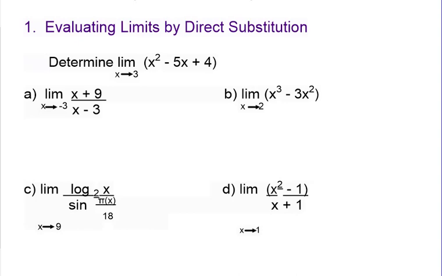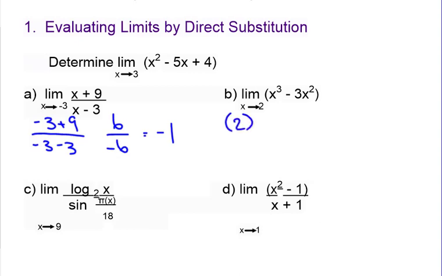When we're talking about direct substitution, for the limit as x approaches -3, we're just going to plug -3 in for our x. So -3 plus 9 all over -3 subtract 3. That simplifies, and we get 6 over -6, which is -1. So the limit as x approaches -3 would be -1. And our other one, the limit as x approaches 2: 2 cubed subtract 3 times 2 squared. We're going to have 8 subtract 3 times 4, which is 12. Well, that's -4.